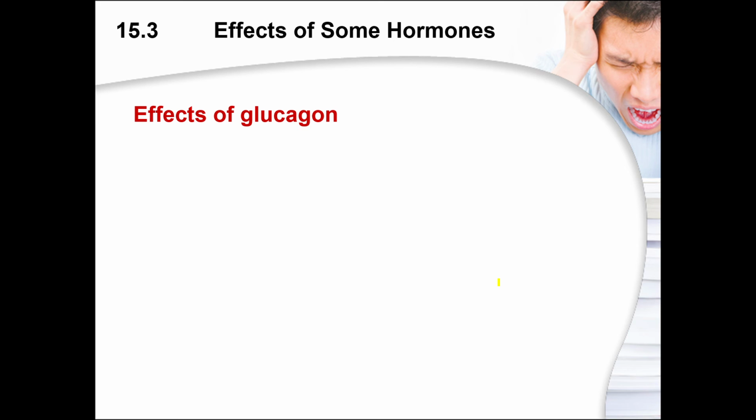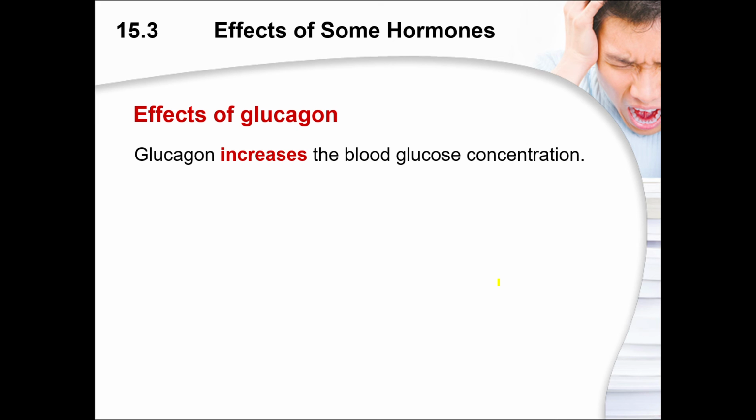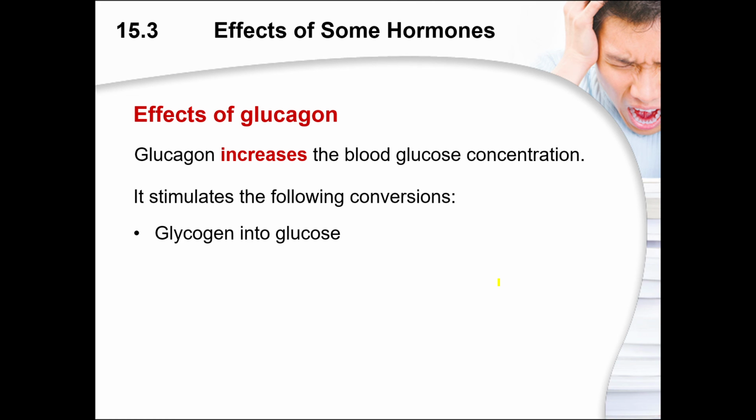Now we'll go on to glucagon. So glucagon, you have also learned a little bit about this in chapter 6. It works in the opposite direction from insulin. It increases the blood glucose concentration. What it does is essentially the opposite. It stimulates the conversion of glycogen back into glucose. It also stimulates the conversion of fats and amino acids into glucose. Okay, so these are two things that you need to know.